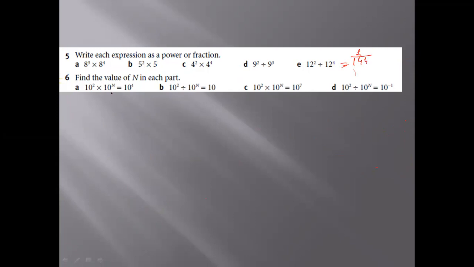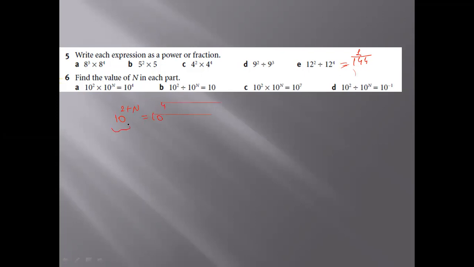And find the value of n in each part. Like an expression or equation, we have the bases the same, and the question is about powers and exponents. So how can we find n? Okay, what was the rule? If the bases are the same, we write the base only one time, and 2 plus n, because we have multiplication in the middle. That's why 2 plus n is equal to 10 power of 4.